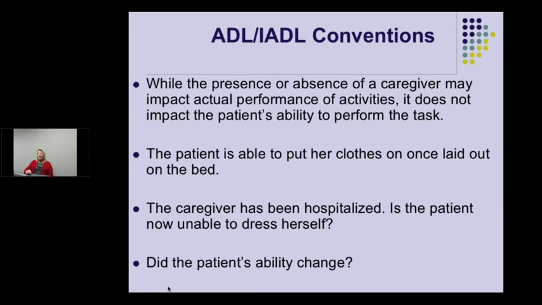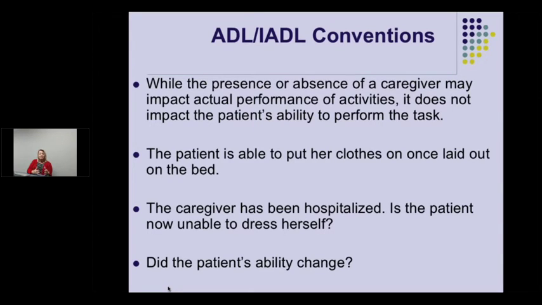While the presence or absence of a caregiver may impact actual performance of activities, it does not impact the patient's ability to perform those activities. In other words, if the caregiver is not there, can the patient perform at the same level as if the caregiver was there? An example would be you go to visit a patient and they're in their sweatpants and t-shirt, and you ask, are these clothes what the patient normally wears? And they're like, no, my wife usually helps me get dressed in a button-up shirt and zip-up pants.